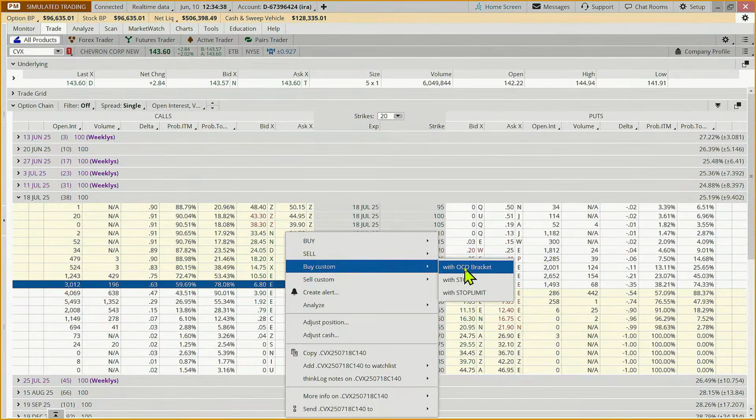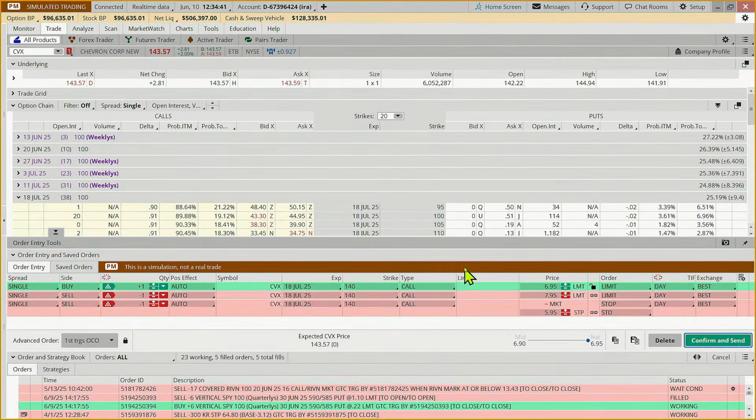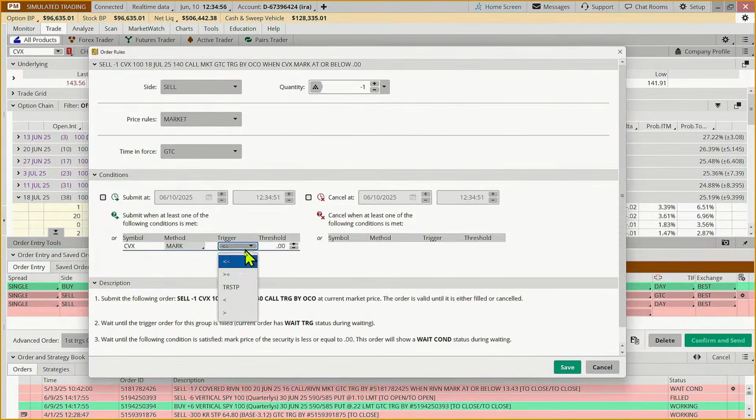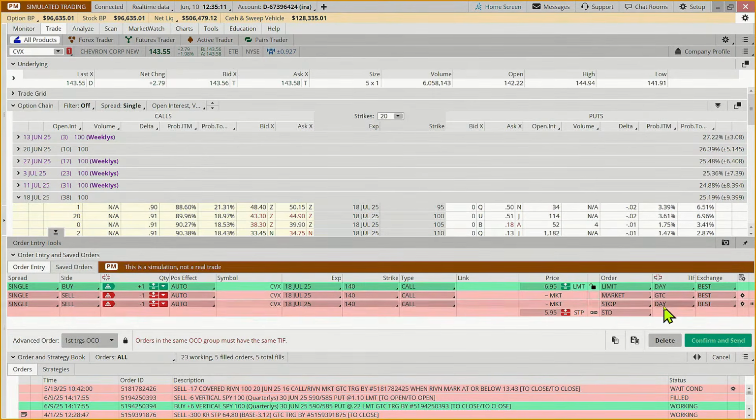So let's try this again. We're buying with an OCO bracket. Michael, thank you for catching that. And we're going to put in our exit. It's a market order because it's based on the price of the stock. We want to get out if and when CVX goes at or above 147.97. And then we also want to exit, and we're going to switch this and make this a market order also.